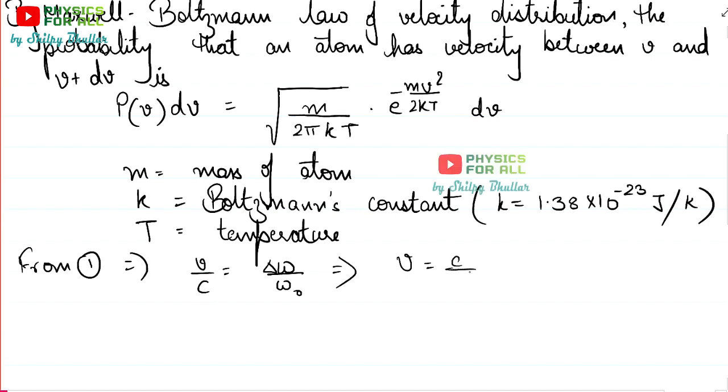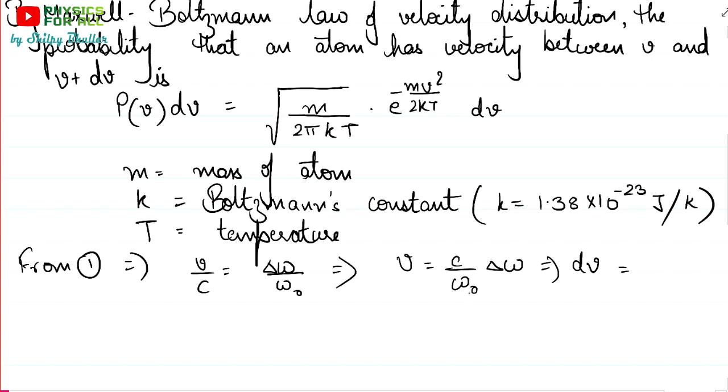So C by omega naught, and here we have delta omega. Now, if we want to find what is dV, from here, if we take the differentiation on both sides, C is a constant term, as I told you. This velocity of radiation is going to be same always, and omega naught is also the natural angular frequency, which is constant for a particular sample.